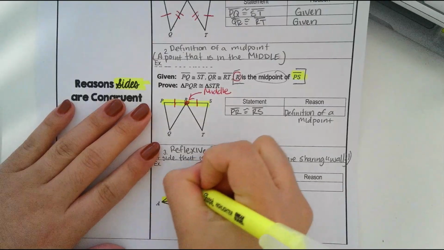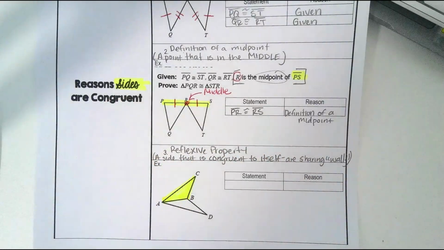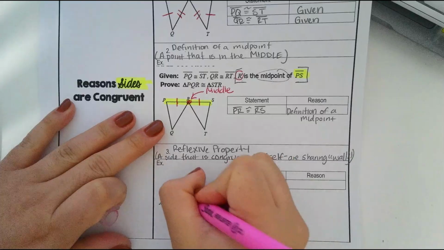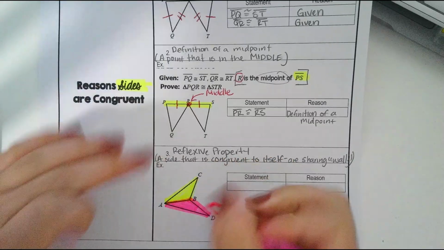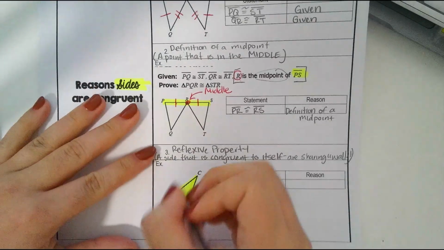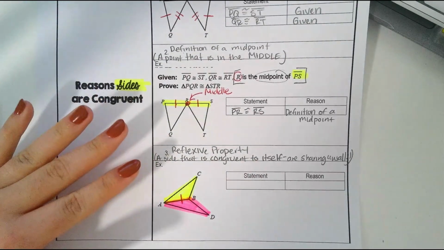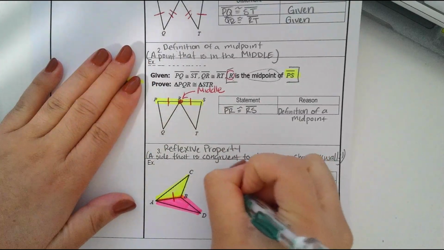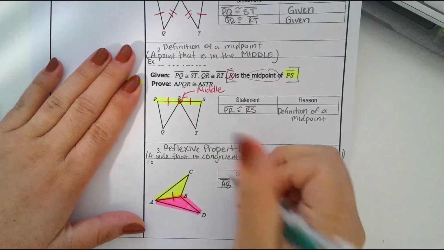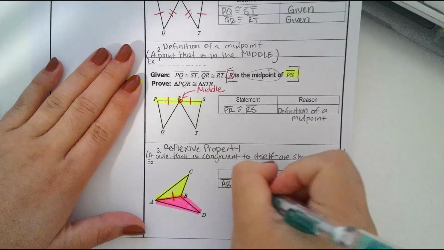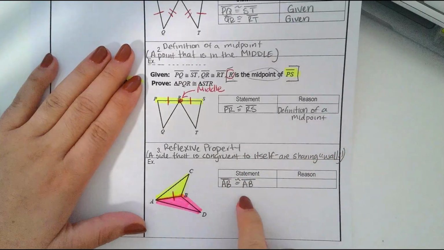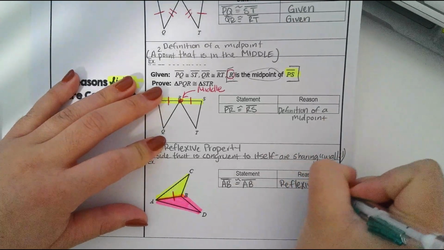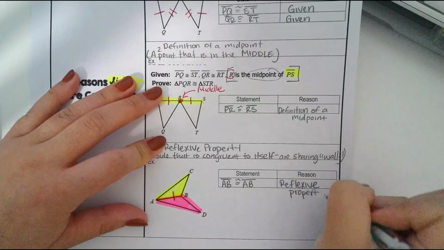We have this triangle right here. That's one of the triangles. And then we have this triangle right over here. You have those two triangles, and you see how they're sharing this side right here. That's called reflexive property, and it's congruent to itself. So the side that's being shared by both triangles is side AB. And since it's being shared by two triangles, we know that side AB is congruent to itself. So side AB is congruent to side AB. What is this called? The reason will go here. Reflexive property. That's the reason that we know that those two sides are congruent.